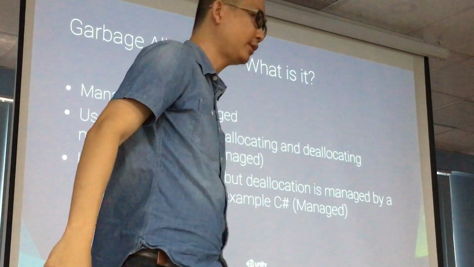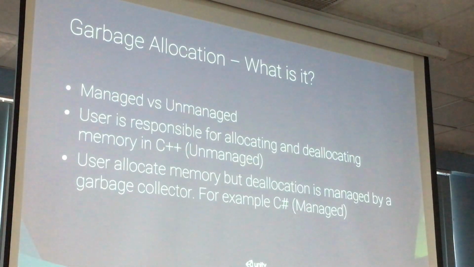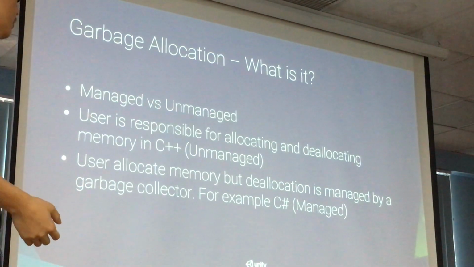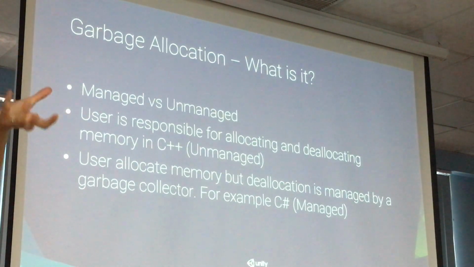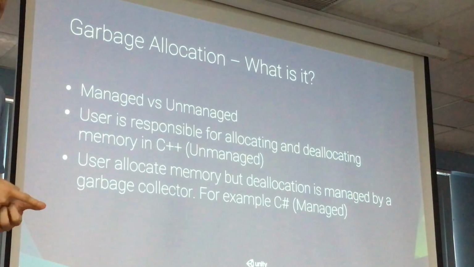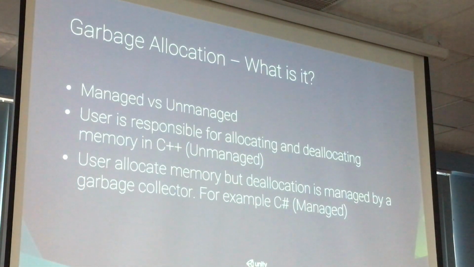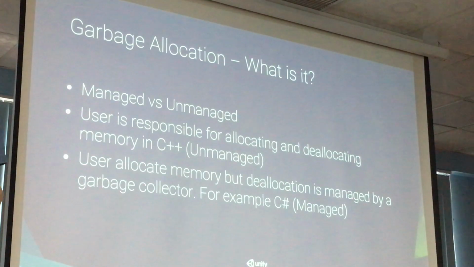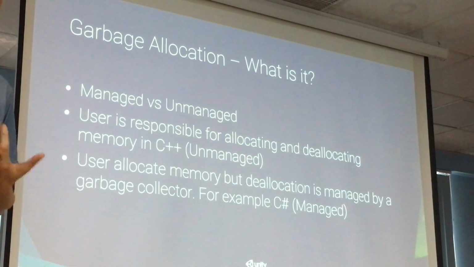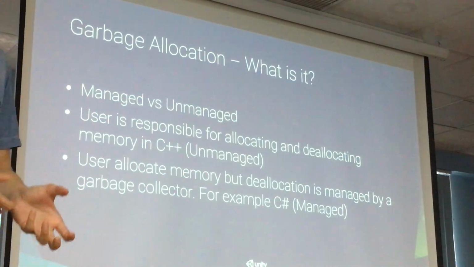Okay, so garbage allocation, what is it? A lot of people have been saying, okay, avoid garbage allocation, but what exactly is garbage, right? We have two types of languages in general, managed and unmanaged. C++ is an example of an unmanaged language. C# is an example of a managed language. So in a language like C++, you manage your own memory allocation and deallocation, right? You assign memory, and when you don't need it, you remove it.